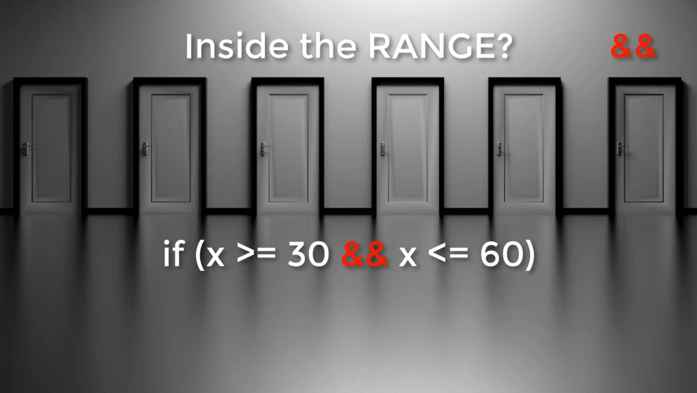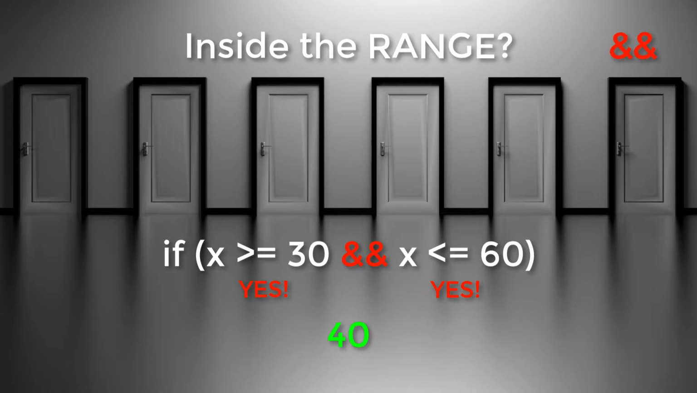So let us take the value of 40 as an example. Is 40 greater than or equal to 30? Yes, it is. It's greater than 30. Is 40 at the same time also less than or equal to 60? Yes. So the AND operator works for us in this case.